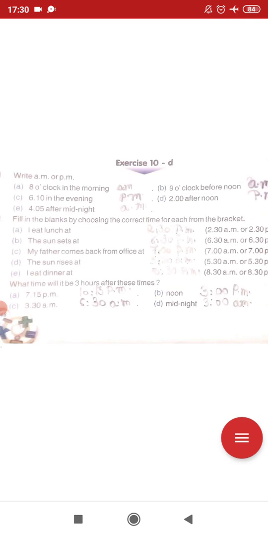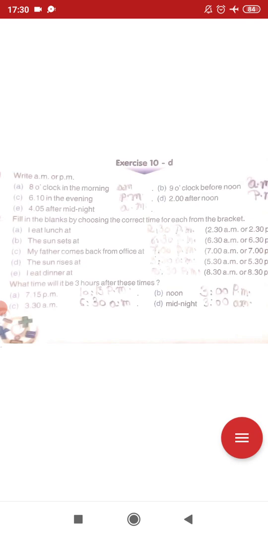Today's discussion includes the solution of exercise 10D. Okay, so today we will solve exercise 10D. On page number 148, you can see under exercise 10D some problems have been given. So look at the first one. The heading is: write AM or PM.